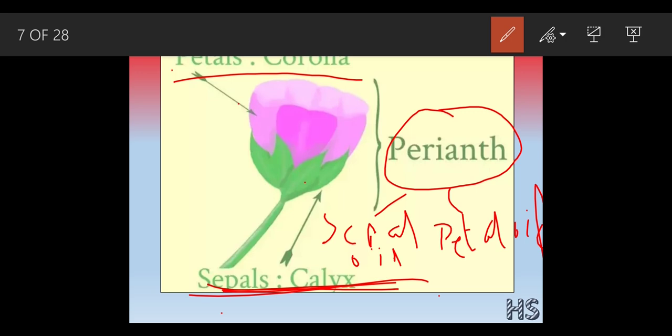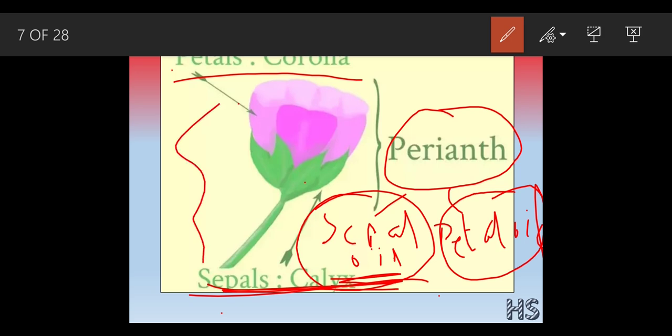If a flower's color is completely green, it would be considered sepaloid. If a flower's color is completely bright, bright means colorful, it would be considered petaloid. So the perianth condition means a condition in which the sepals and the petals remain attached together. Okay, the perianth is of two types, sepaloid and petaloid. The sepaloid, when the condition is completely green, or else if it is completely colorful, it would be called a petaloid.